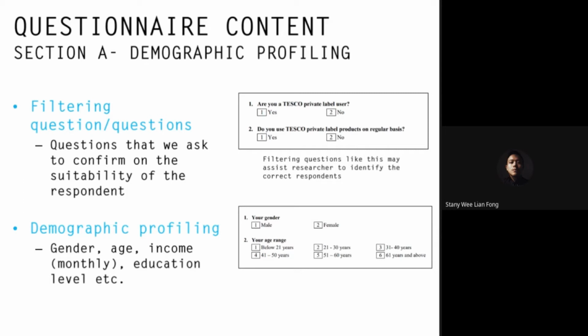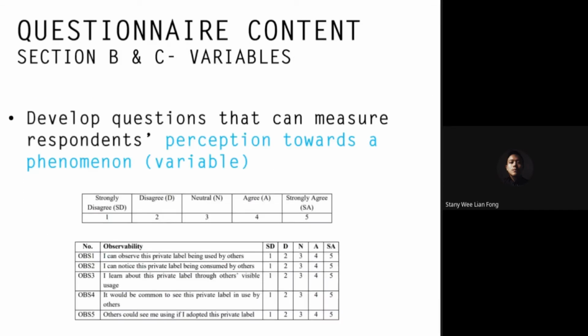Okay, for sections B and C, both sections are designed to capture respondents' perceptions towards a particular variable. Usually for a BBA FYP, we will have 4 IVs, independent variables, and 1 dependent variable. So there will be a total of 5 variables in a study for a normal framework. What you need to do is to design questions that can capture the respondents' perceptions towards all the variables that you have in your study.